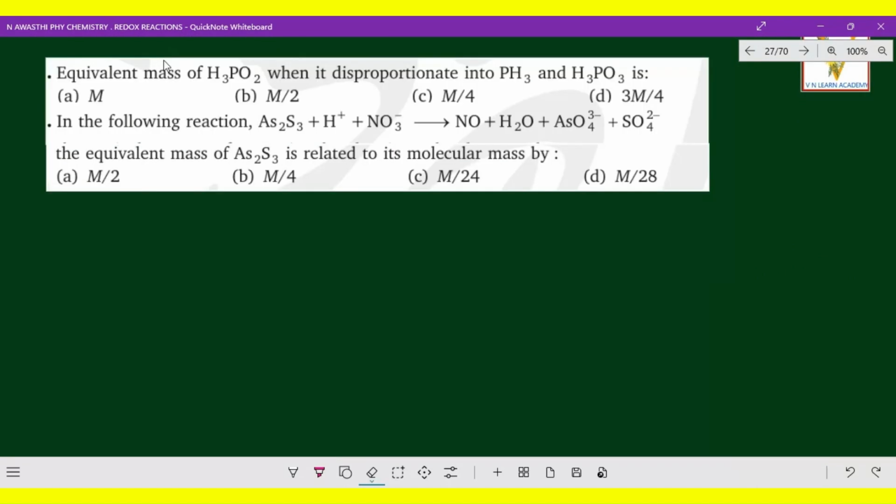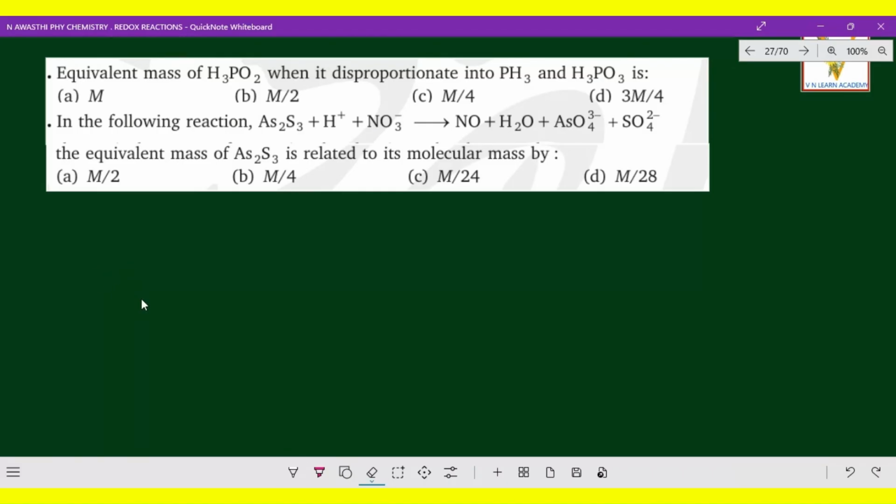Also related to that is the equivalent mass of H3PO2, hypophosphorous acid. Phosphinic acid, we can also say. Hypophosphorous acid, H3PO2, when it disproportionates into PH3 and H3PO3. So what is the answer? Come on, let us write the equation.